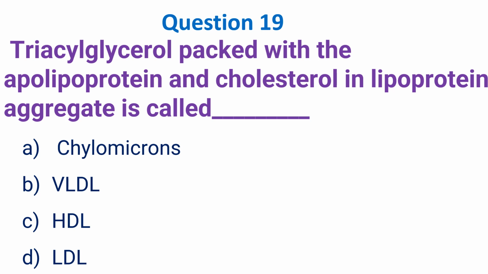Triglyceride packed with apolipoprotein and cholesterol in the lipoprotein aggregate is called. Options are chylomicron, VLDL, HDL, and LDL. The correct option is A. Chylomicron.